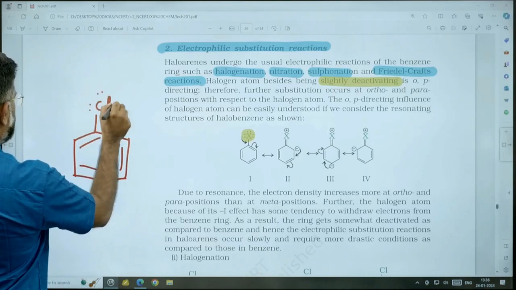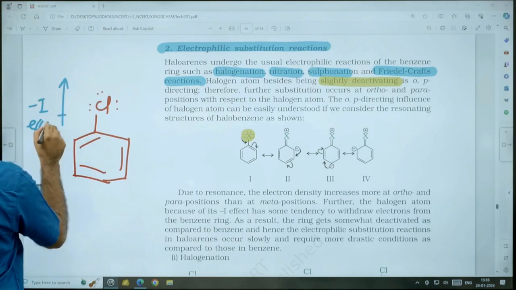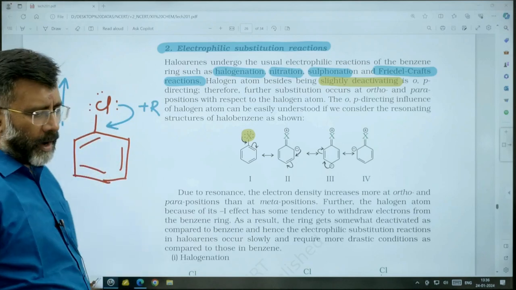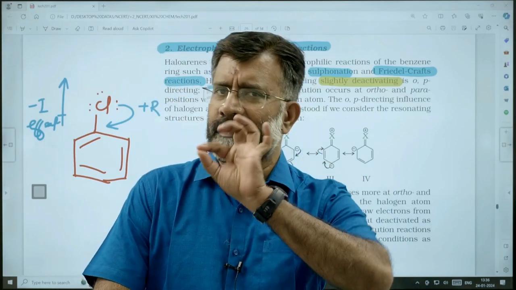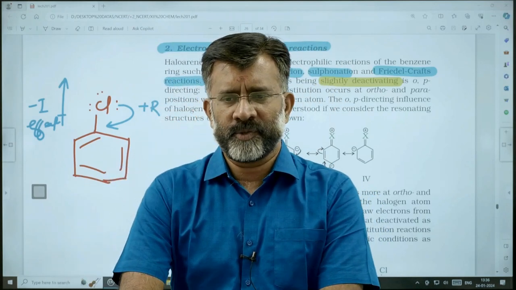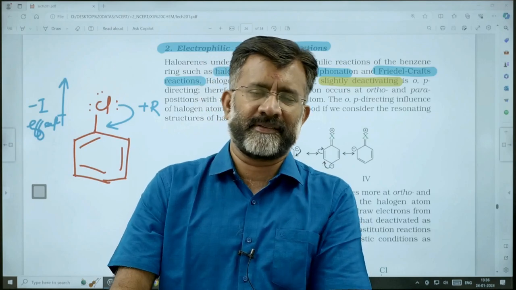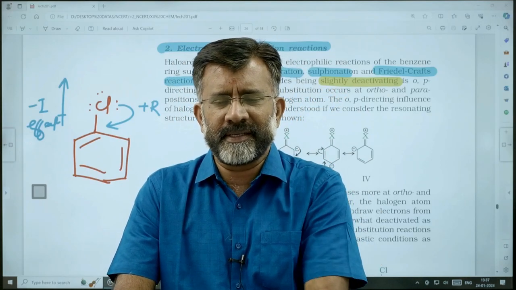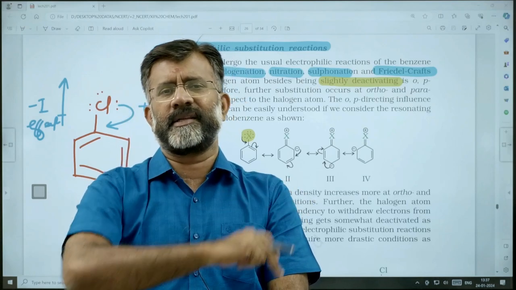If you take chlorobenzene, chlorine is an electronegative atom and it performs the minus I effect, due to which it is slightly deactivating. But the resonance effect is plus R. So the R effect is plus and the I effect is minus. Due to the minus I effect, it is slightly deactivating, while due to the plus R effect, it is ortho para directing. So orientation is governed by the resonance effect and the reactivity is governed by the minus I effect. If a question comes, which is more reactive, benzene or chlorobenzene? The answer is benzene. Chlorobenzene is slightly less reactive compared to benzene, due to the minus I effect of chlorine.